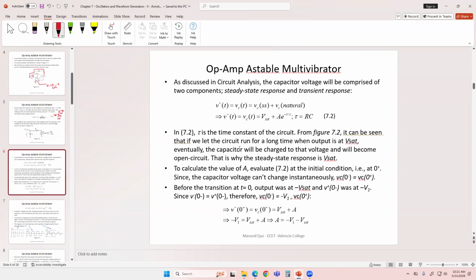So tau is the time constant. It can be seen that if the circuit runs for a long time, we get the steady state value. To calculate the value of A, evaluate at the initial condition at 0 positive, since the capacitor cannot change instantaneously: VC(0 negative) is equal to VC(0 positive). Before the transition at t equal to 0, the output was negative VSET, and V positive at 0 negative was negative V1. Since they are the same, VC(0 negative) is negative V1 as well. So that's our initial condition.